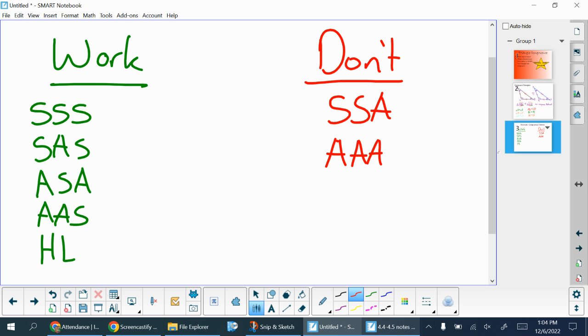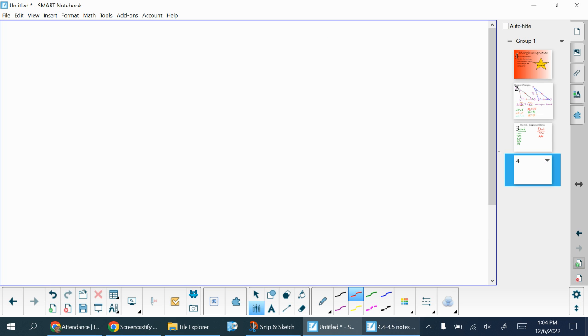We'll take a look at what each one of these actually looks like in a second. And then we'll do some examples of whether these triangles are congruent, or not necessarily congruent, that kind of stuff. But all the S's stand for sides, all the A's stand for angles. So let's take a look at SSS first.